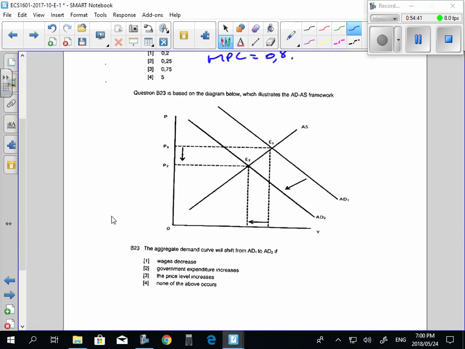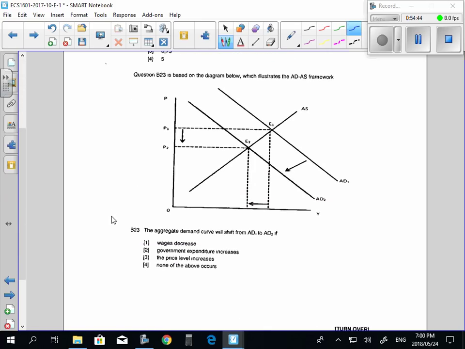Question 23. Based on the diagram below, which illustrates the ADAS graph, the aggregate demand curve will shift from AD1 to AD2 if what? So we're moving towards the origin. We are decreasing aggregate demand, contractionary fiscal and monetary policies. Wage decrease? No, that would have affected our supply curve. Government expenditure increases? No, that would have shifted the AD curve right. Price level increases? No. Because we've got price level on our y-axis, when we increase or decrease price level, we would have moved along the curves. We would not shift the curves. So none of the above.